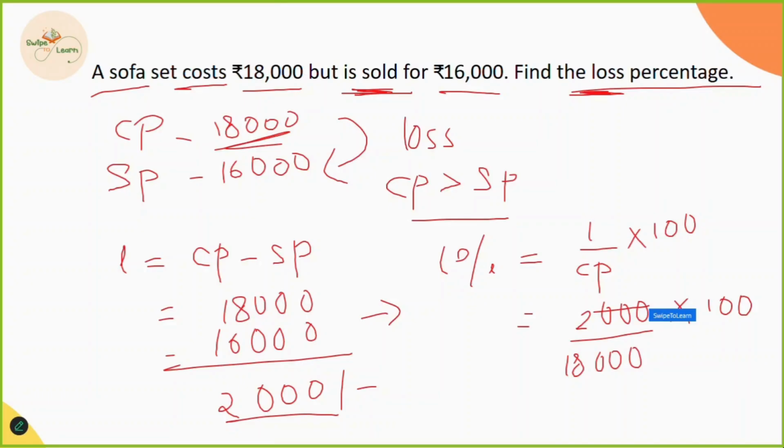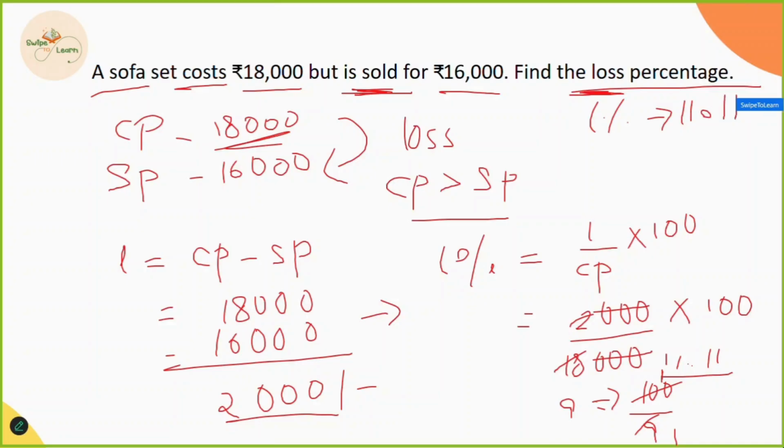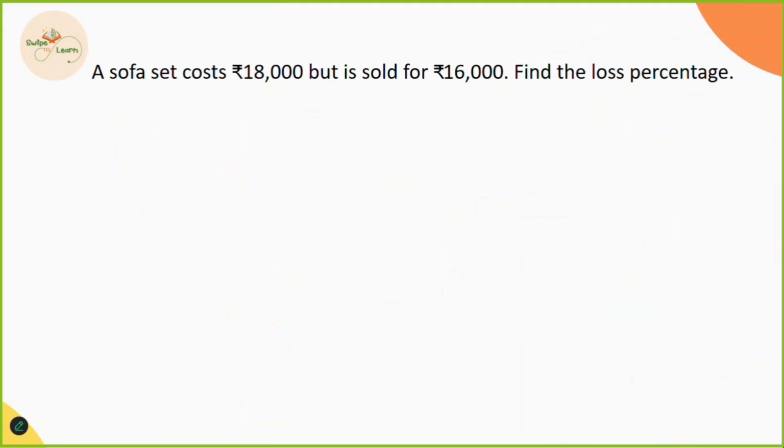So these three zeros get cancelled. 2 ones are 2, 2 nines are 18. That means 100 divided by 9. 9 ones are 9, the remainder is 1. Again 9 ones are 9, again the remainder is 1. So that becomes 11.111 something. So the loss percentage is 11.11%. Remember that when CP is greater than SP, there is a loss. To convert it into loss percentage, we multiply by 100. Moving to the next question.